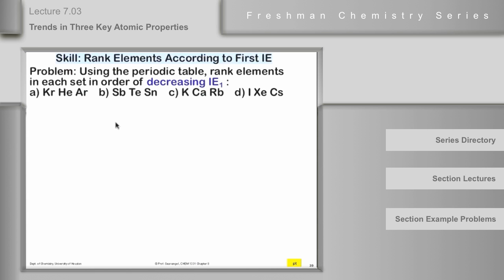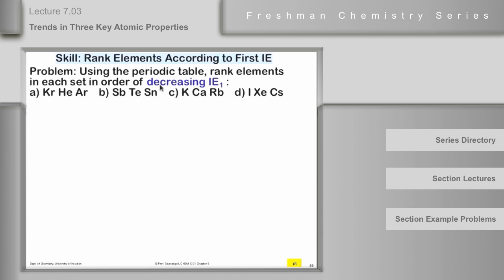Okay, I hope you remember. We're going to rank elements according to the first ionization energy then, and we'll take the same kind of approach as we did before. We will use the trends where we can, and we'll cut out a little piece of the periodic table where the elements are and work from there.